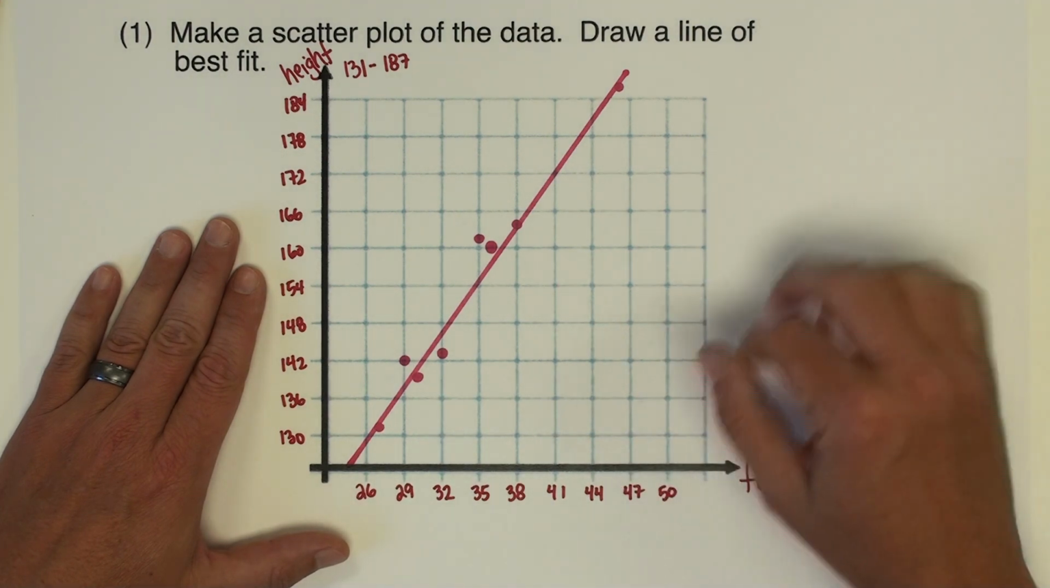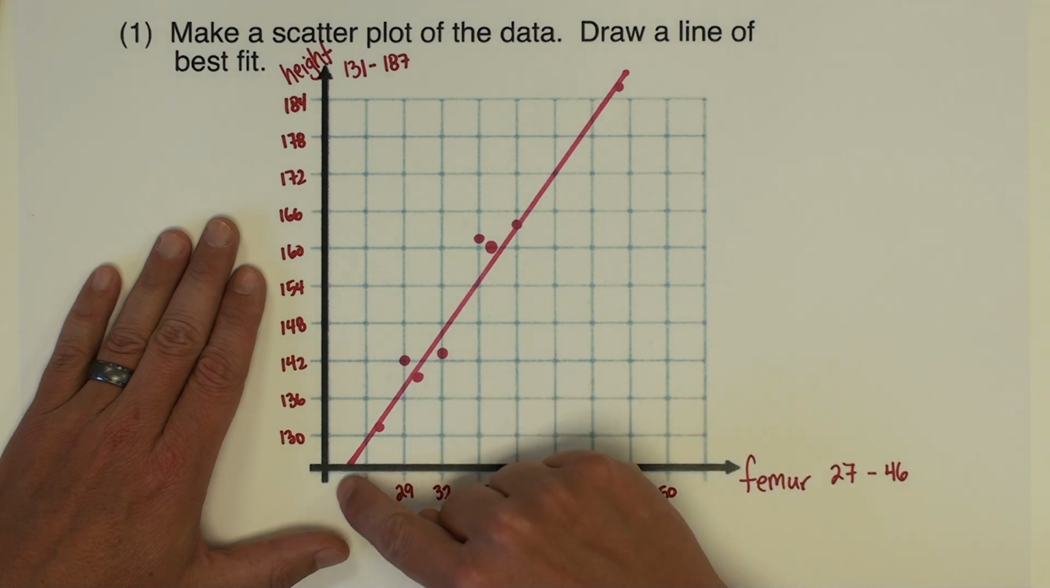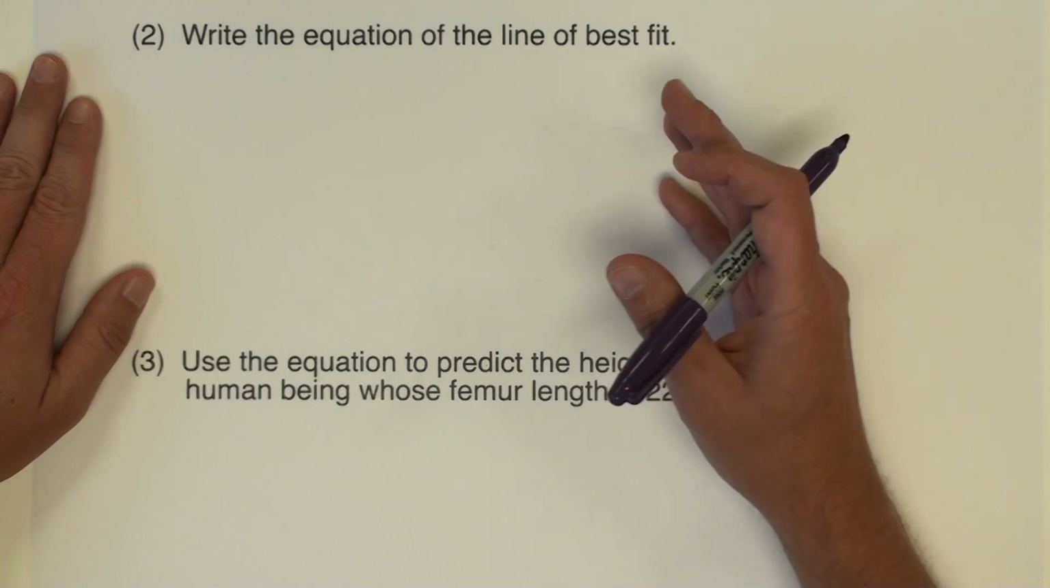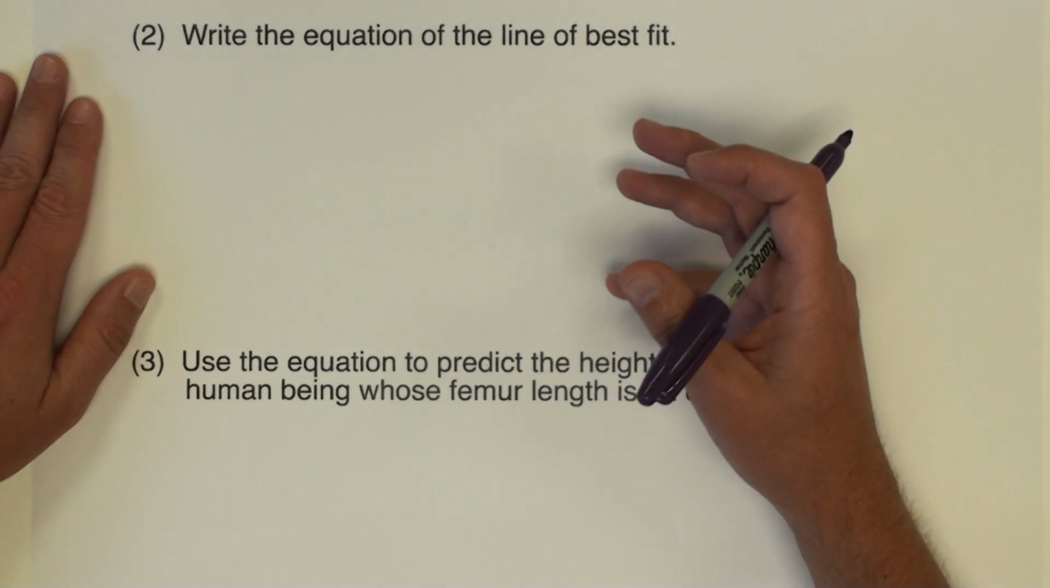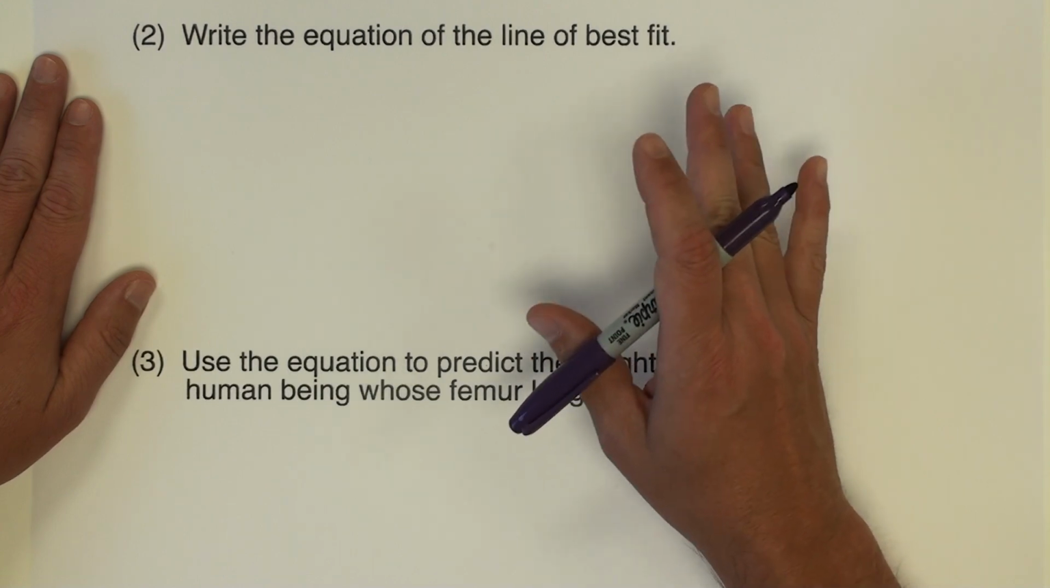There's my line of best fit. That's the process as far as setting up the graph, plotting the points, and then dropping a line in those points. Okay, the next thing we want to try and do is write an equation of the line of best fit that we just drew on our graph.